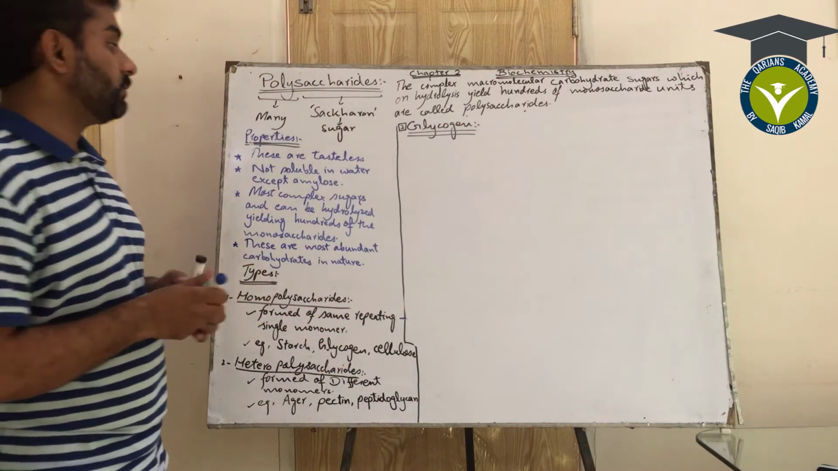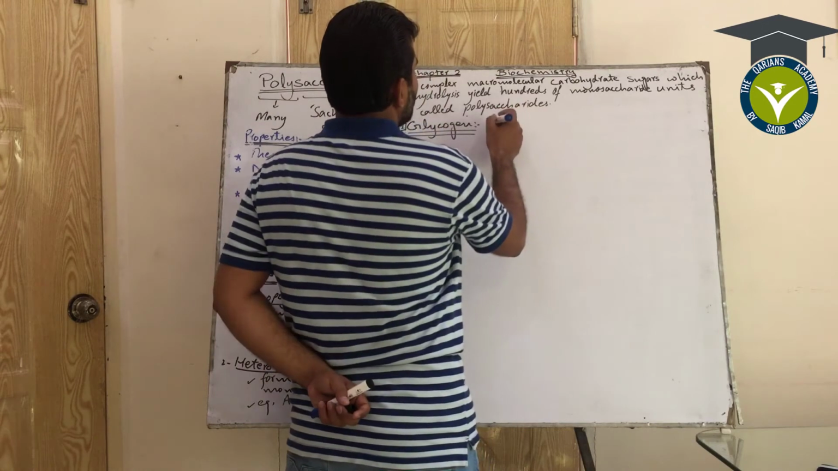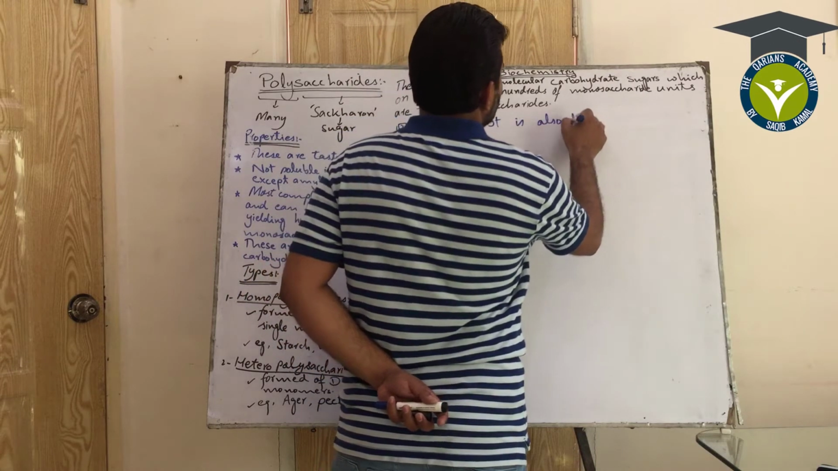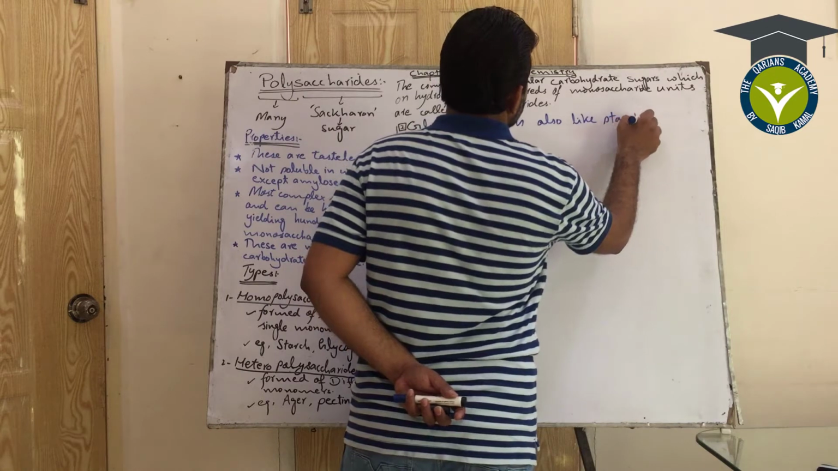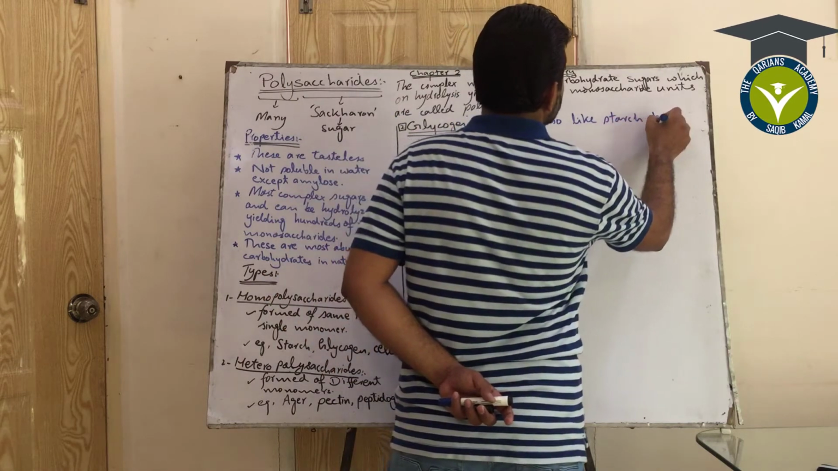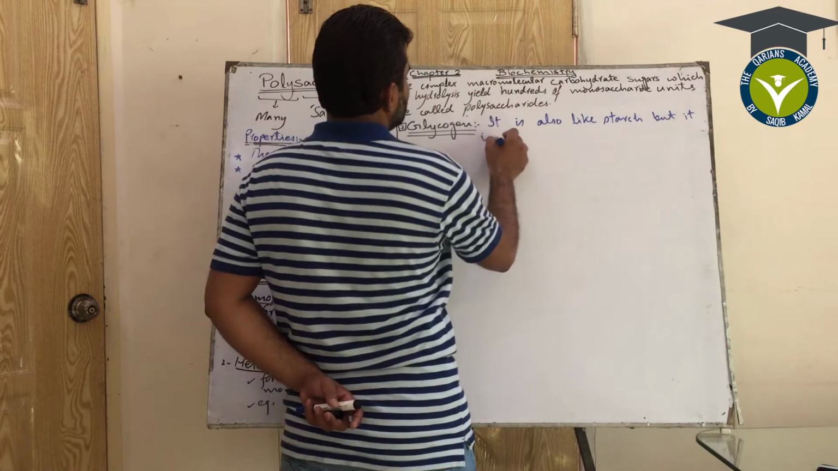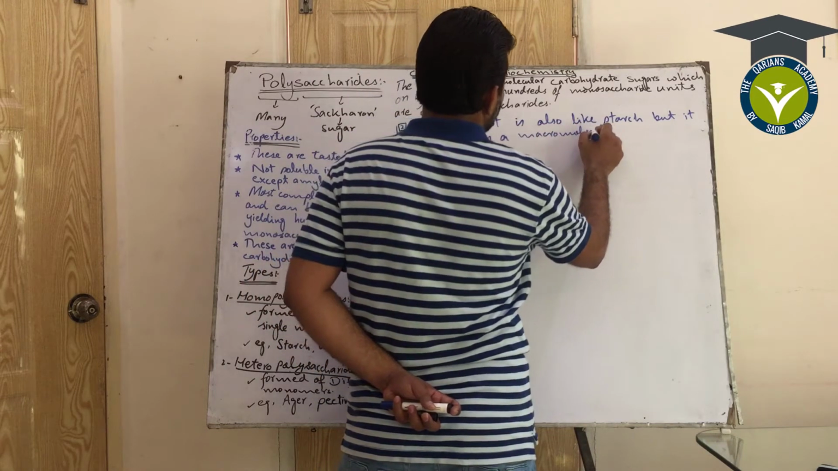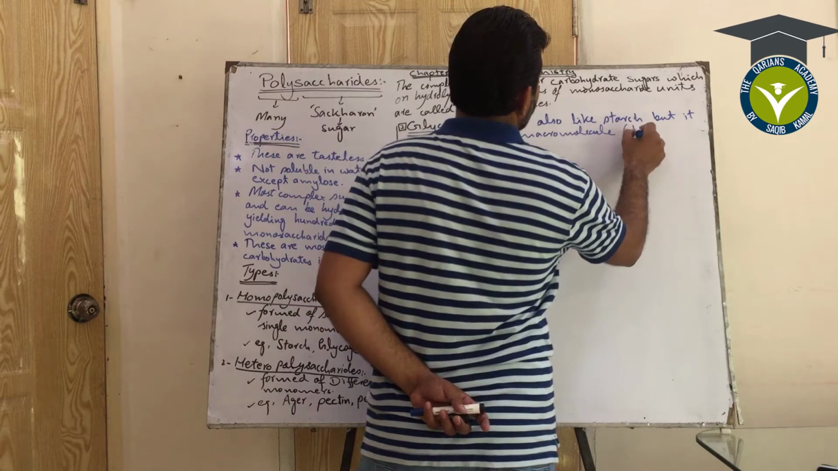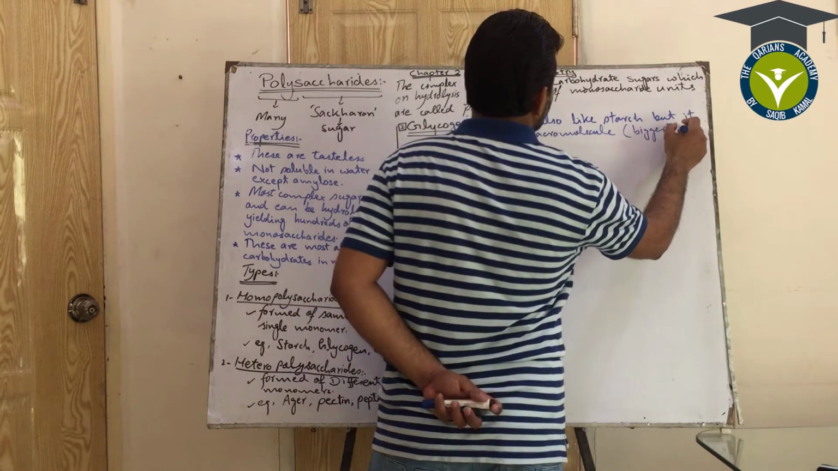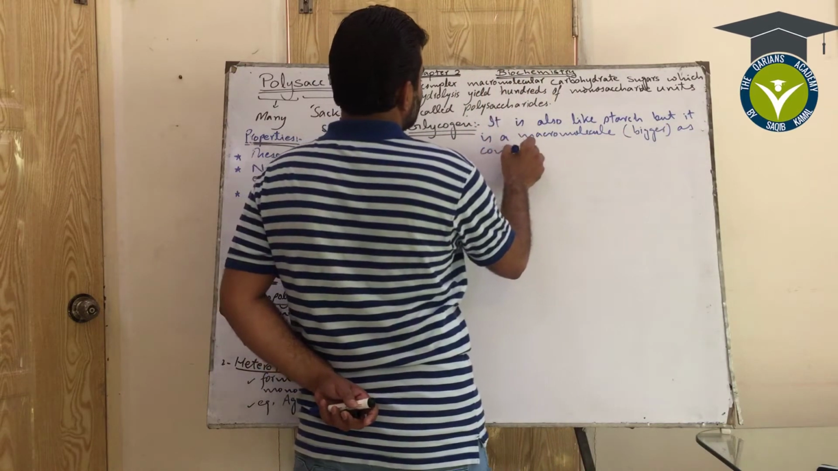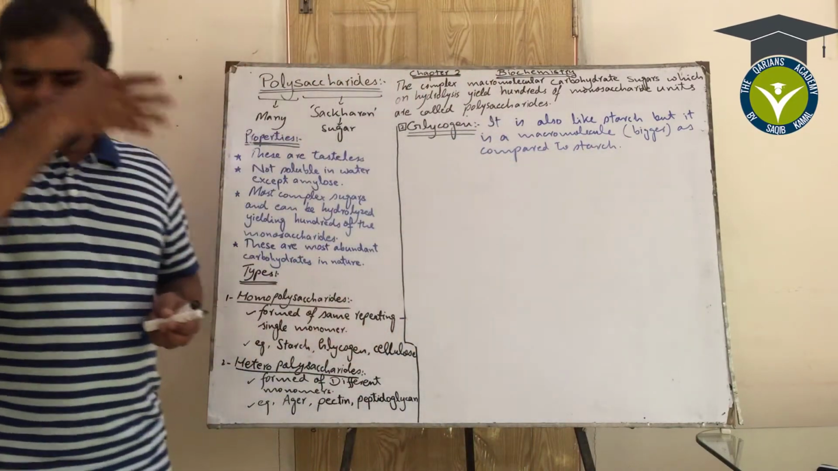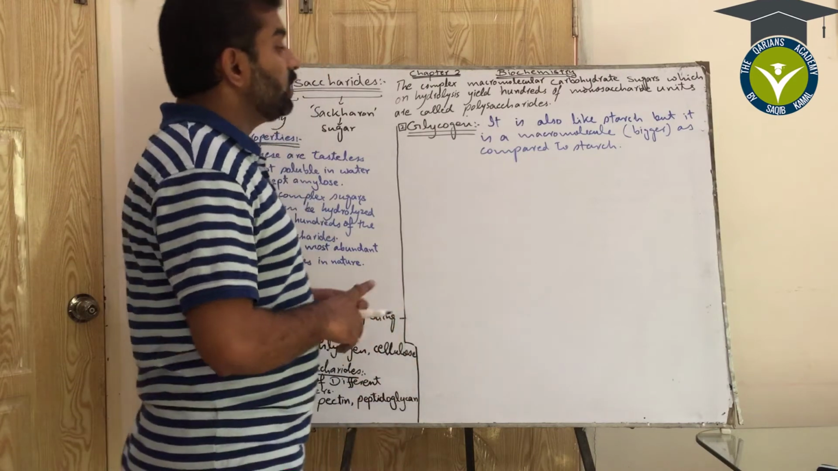Glycogen. Now what is glycogen? It is also like starch, but it is a macromolecule as compared to the starch. Glycogen is also starch, but which starch is it?